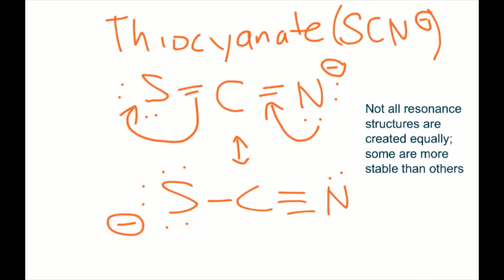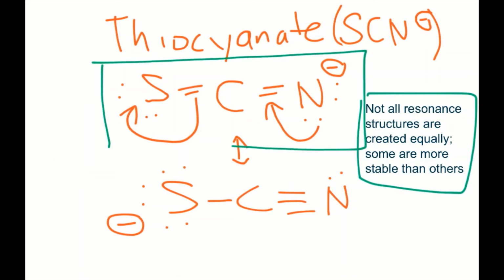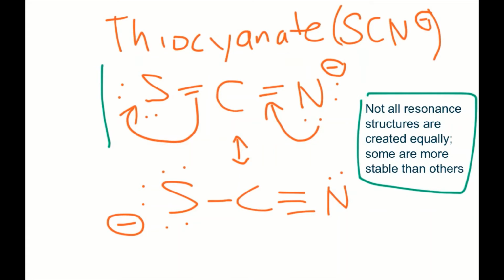So let's read this note I wrote. Not all resonance structures, like Lewis structures, are created equally. Some are more stable than others. So which resonance structure is more stable? Well, the first one, because the minus charge is on the one that wants the electrons, the one that is more electronegative. And since nitrogen is more electronegative than sulfur, nitrogen will want to hog the electrons more. So it's more reasonable that the negative charge, or the extra electron, is on the nitrogen rather than on the sulfur. So everything makes sense here. So this is the more stable Lewis structure of the two.